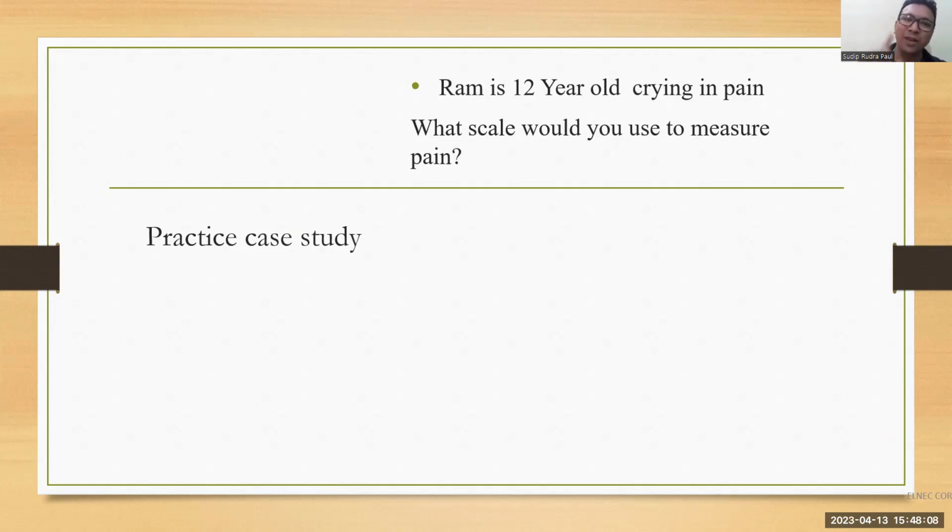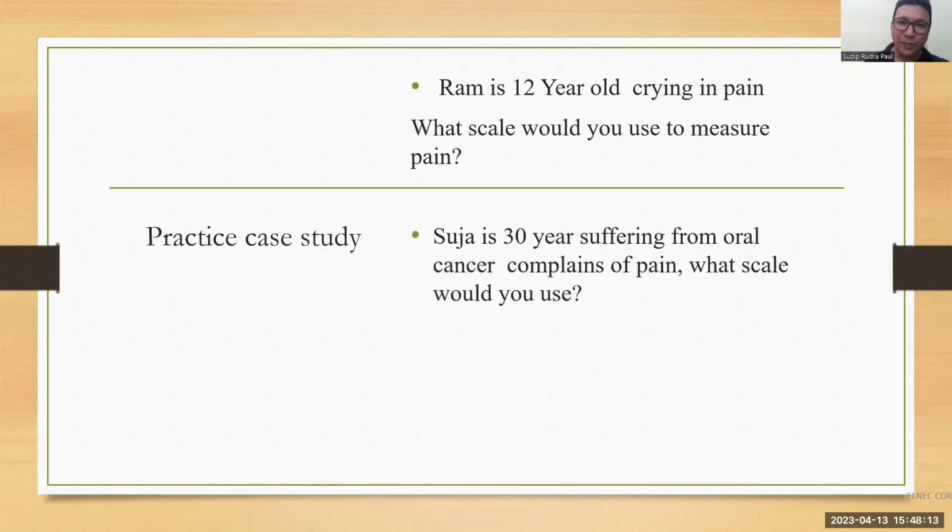This patient is 12 years old, okay? Now, move to the next. Suja is 30 years old, suffering from oral cancer, complaining of pain. What scale would you use? Yes? Now, Wong-Baker scale, very good. Because she is suffering from oral cancer, she might... Yeah. She may not express the thing, but here also one thing we can do.